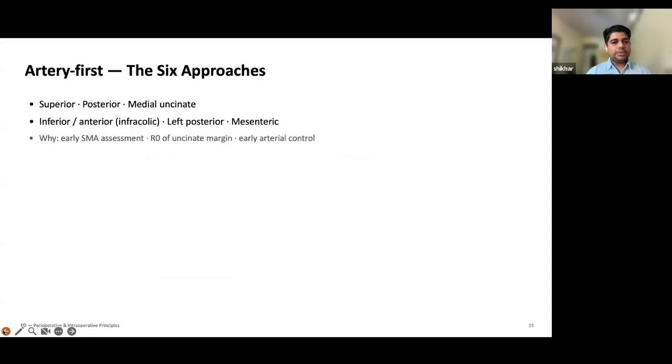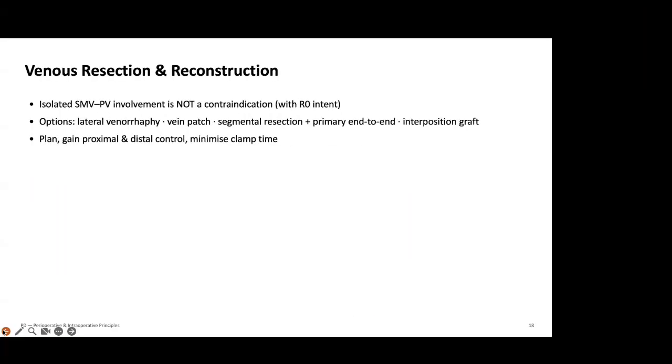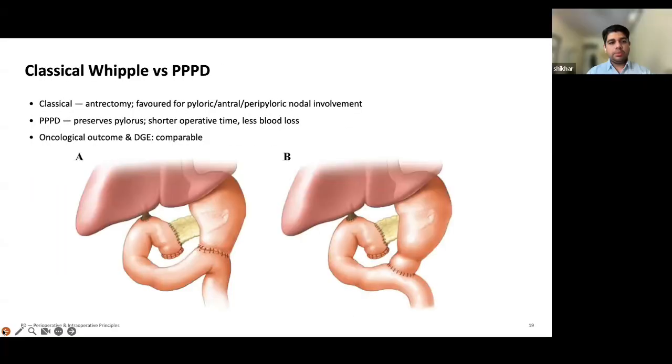Sir, anastomosis, there are six approaches for the artery. First, triangle clearance is one of the new techniques, which basically involves the principle of mesopancreas resection. So in our institute also we are doing triangle clearance.